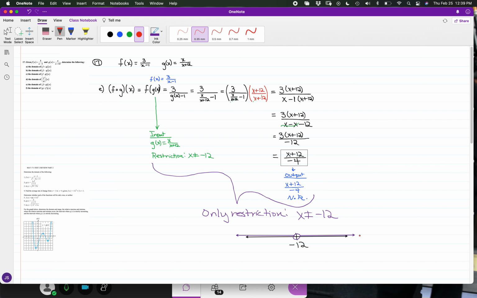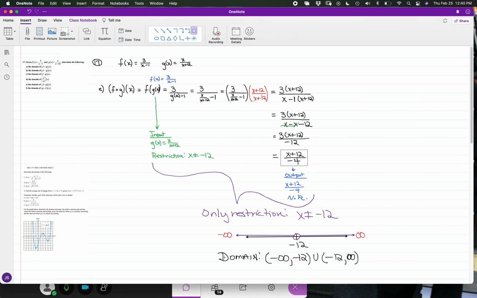All right. So you have continuity on both sides here. All right. So for part 8, for the domain of this composition, you have values of x less than -12, along with those values of x which will be greater than -12. All right, so that'll be the answer to what we have in the case of part 8.